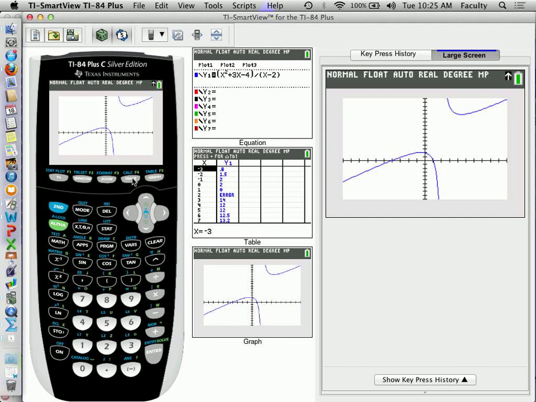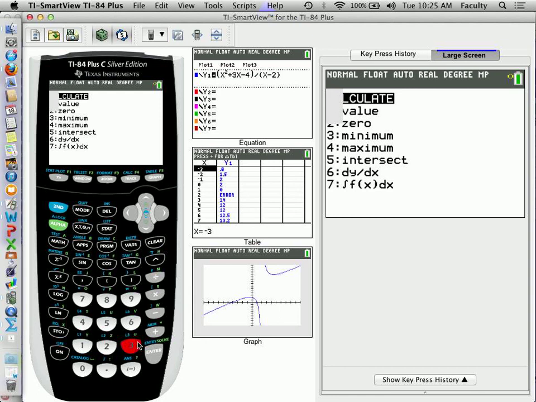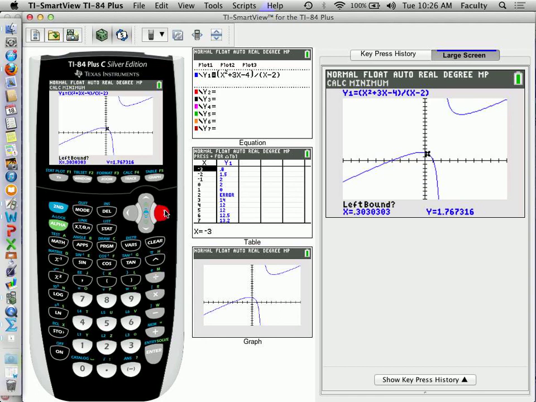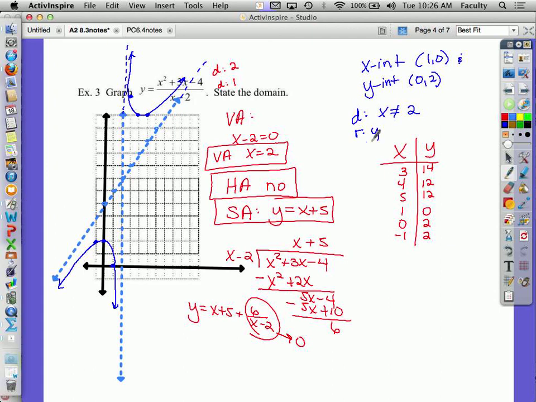So we're going to press second trace, and we're going to do minimum. So let's use the right arrow key. Press enter on the left bound. Move it a little bit to the right and press enter. And on guess, you can just press enter. So the lowest y value, it in fact goes below 12. And it's at about 11.9. So watch this on my range. It's going to be y is greater than 11.9, or greater than or equal to, right?